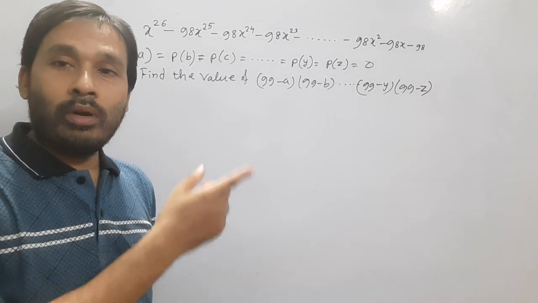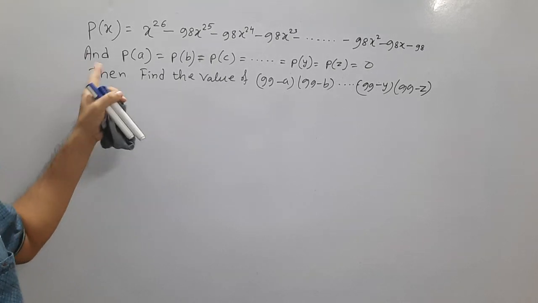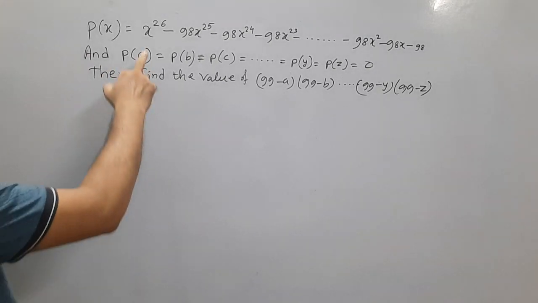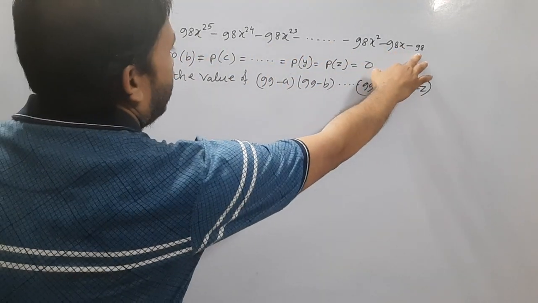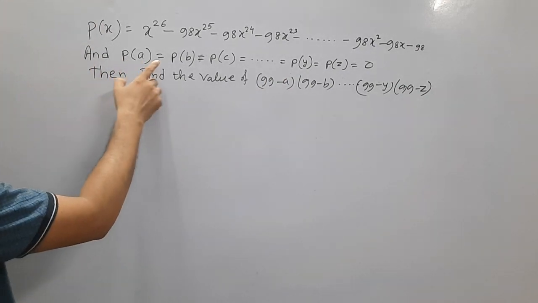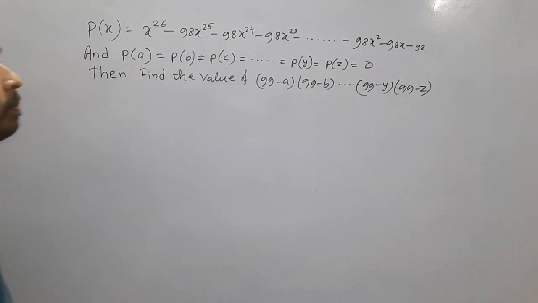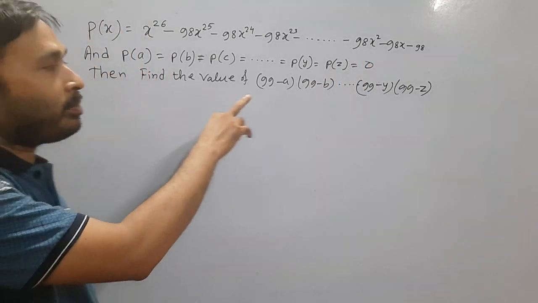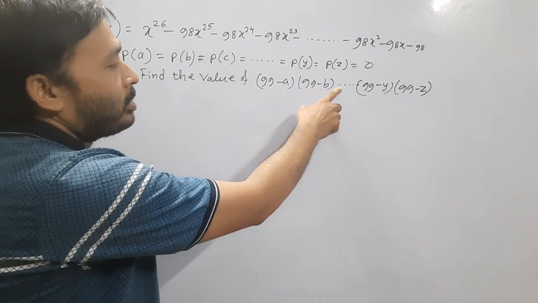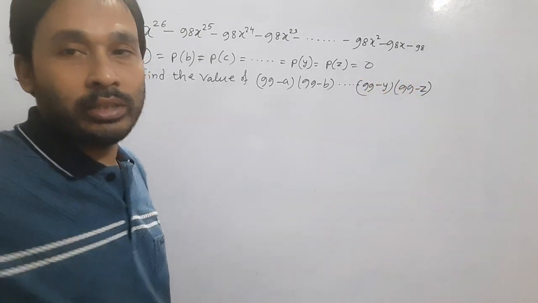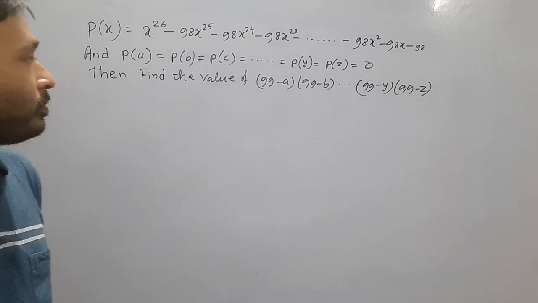There is a problem on polynomial. Look at the board. If p of x is equal to x to the power 26 minus 98 x to the power 25 minus 98 x to the power 24 and so on, and p of a is equal to p of b, up to p of z, is equal to 0, then find the value of 99 minus a into 99 minus b, and so on, 99 minus z. This problem is from polynomial. Okay.